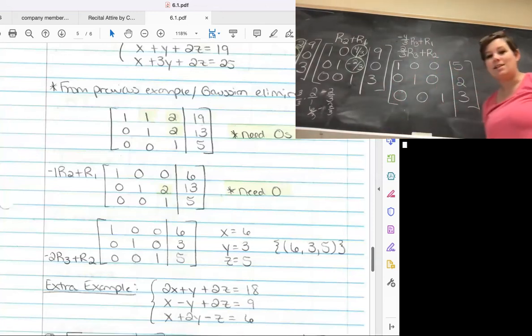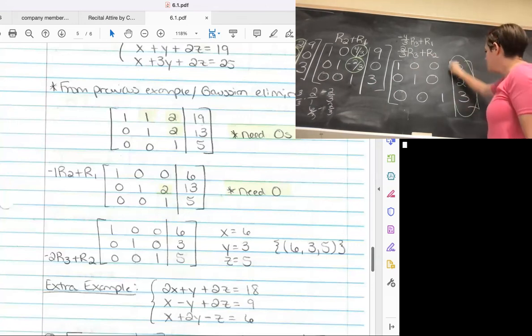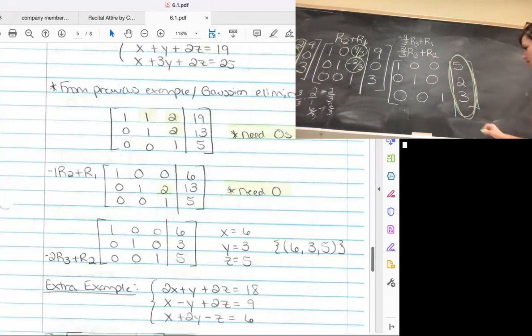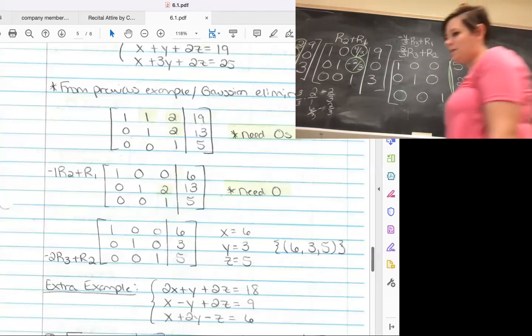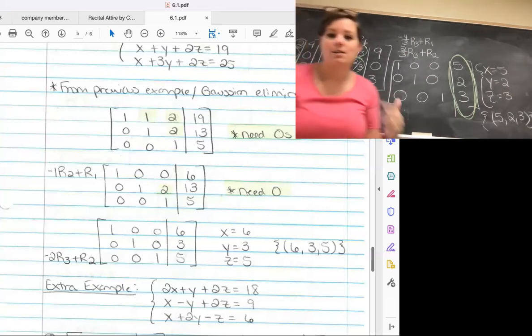And remember, this is Gauss-Jordan. Once we get the reduced row echelon form, where we have a diagonal of 1s with zeros all around, then our solution is simply right there. Because our system of equations, if we write it, would be x equals 5, y equals 2, and z equals 3. Or our set is the ordered triple of 5, 2, 3 inside of your curly brackets because it is a set. And that is the extra example for 6.1.